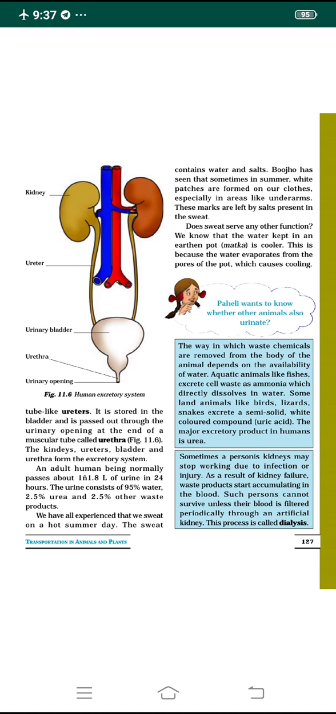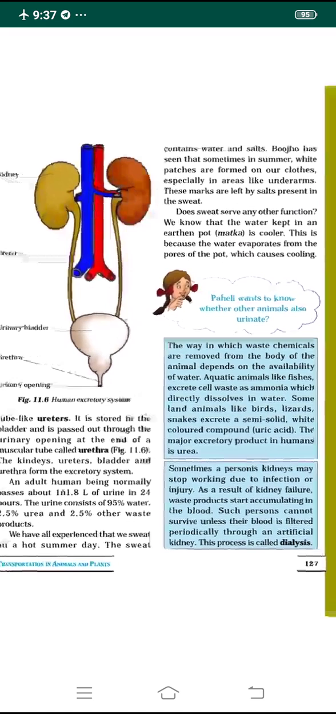So now, let us know whether the animals also urinate.